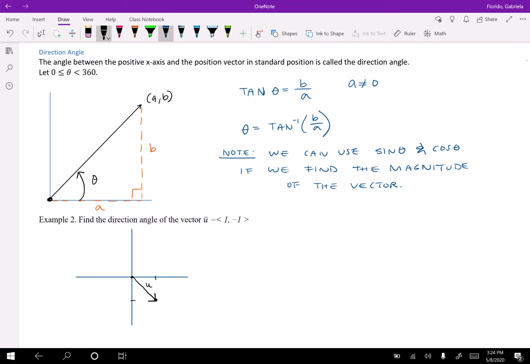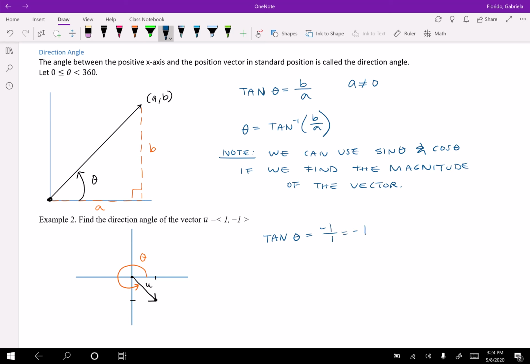And so again, we're wondering what the direction angle is. And here's my direction angle. We always start at the positive x-axis, and then we stop at our vector. And so what is this angle here? Some of you might be able to tell already what that angle is going to be, but let's use tangent here, the formula that we came up with. And so we know that tangent of theta is equal to negative 1 over 1, which is going to be negative 1.